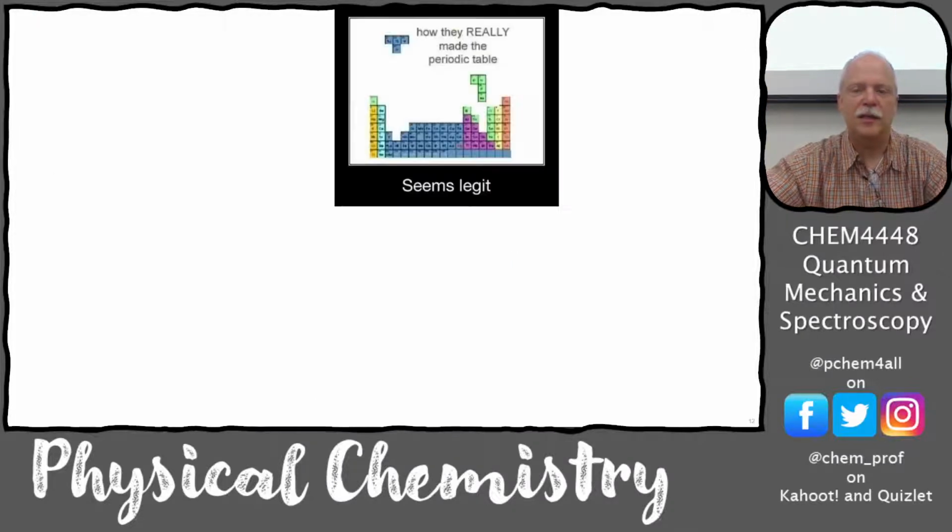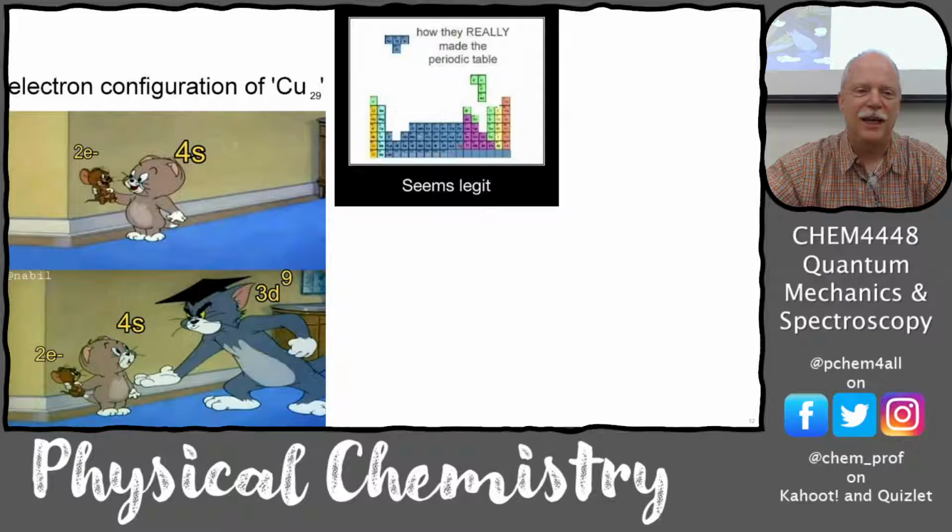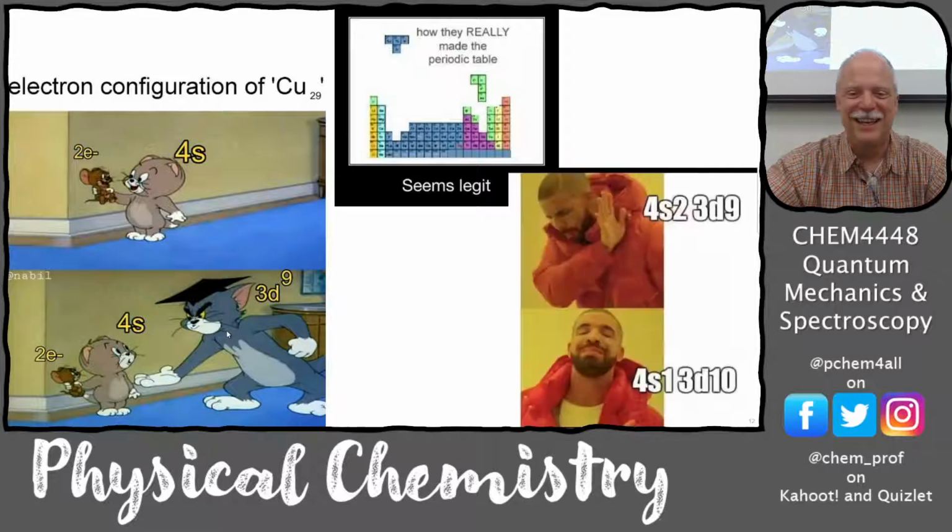So let's look at some of these trends. This is some memes I found online just for grins. How they really made the periodic table: it's Tetris. And then the copper or chromium one, that Tom and Jerry, I don't know if you're a fan of that, but 4s has 2 electrons, and then 3d9 comes along and says, I'll take one of those, please. And then the Drake here, he's like, yeah, 4s1, 3d10.